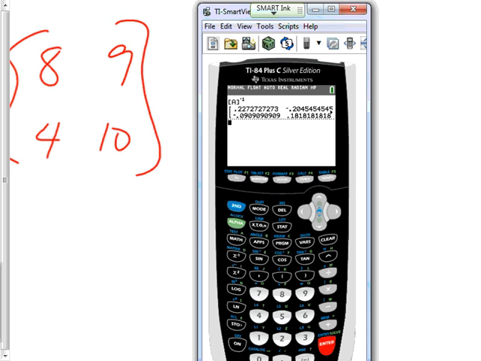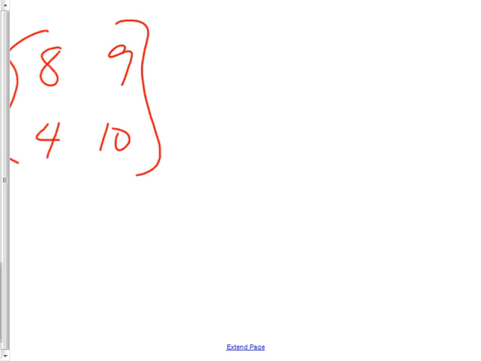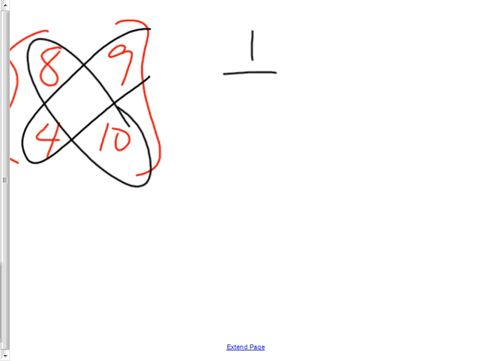All right, just so you know how it's done, this is for the ultra advanced students who have super good memories. This is how you would find the inverse matrix by hand. First thing you do is you have to do something to a matrix to get this. So it's 1 over, this is called the determinant, 8 times 10 and 9 times 4 subtracted from each other. That's called a determinant.